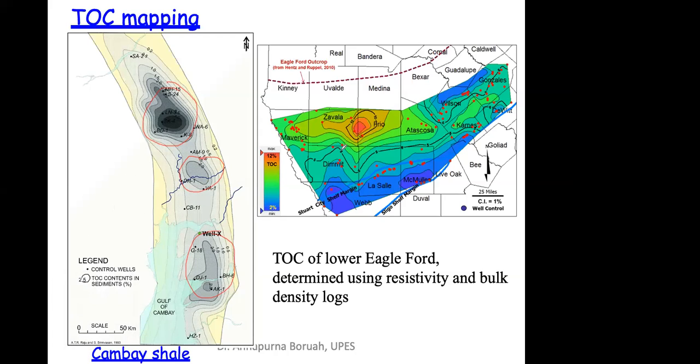In the Eagle Ford Shale, the red dots indicate the wells, and TOC is taken from those wells. Actually, there is only one well where core data is available. That well's core data, Rock-Eval pyrolysis TOC, is integrated with well log data using the density log and resistivity log. They derived the TOC value for all the wells in this field and generated the TOC map. So these are the highest TOC, the highest organic matter bearing zones, and these TOC values are derived using the resistivity log as well as the density log.